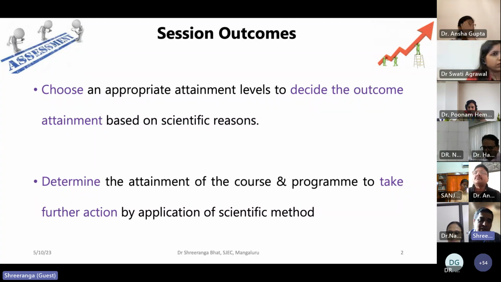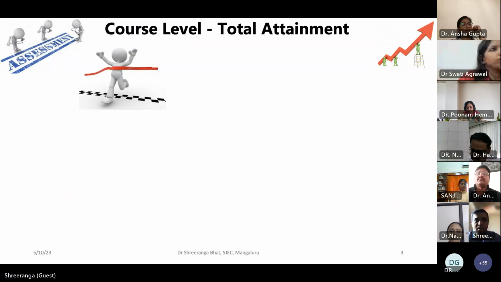At the same time, the second one is to determine the attainment of a course or program to take further action by the application of scientific method. Meaning, after attainment, what is the gap analysis or how to improve upon that. So these are the two session outcomes. Now let us start with the assessment methodology which we can opt for in our course.